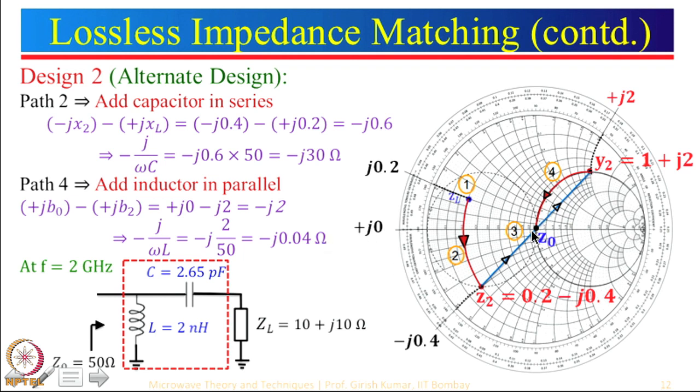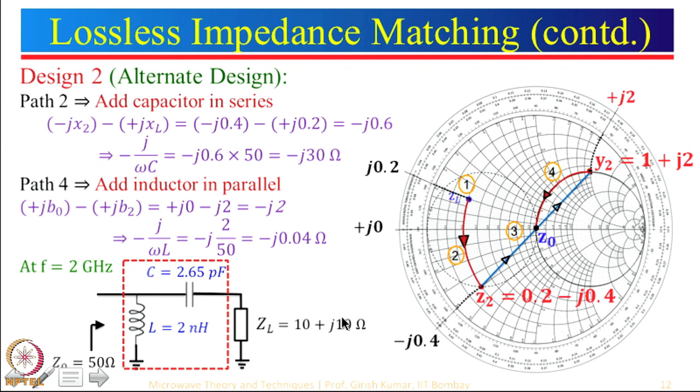Now, we have to reach the central point here. So, plus j 2, if we add minus j 2, then what will be the actual value? That will be 1. So, we need to add minus j 2. Now, in Y, minus implies inductance. So, Y is equal to minus j by omega L, which is minus 2, and Y we divide by 50. So, this is the value corresponding to this here. At f equal to 2 gigahertz, again you can see till now frequency has not come into the picture, you can now calculate the value of the inductor and the value of the capacitor.